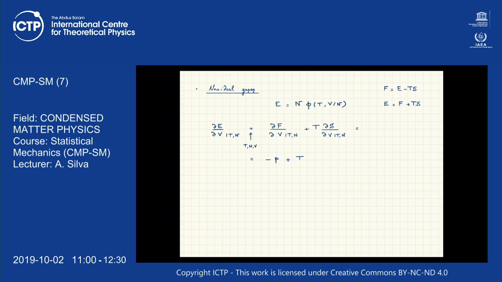ds by dV, dE by dV. We have ds by dV. It has to be intensive. Pressure, quantum function. It has to be intensive. So let's think for a second. We have ds by dV.